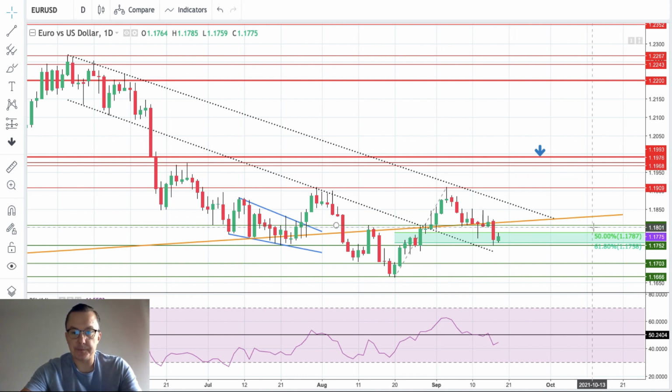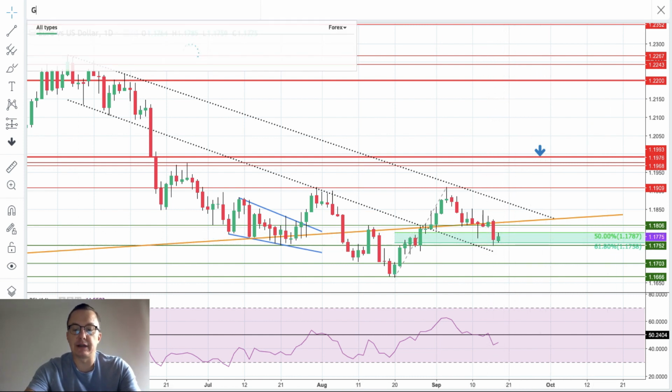1.1993. So the situation is very neutral right now. We need to take a look at this bounce from the 61% of the Fibonacci retracement on the euro dollar to see what is going on next.